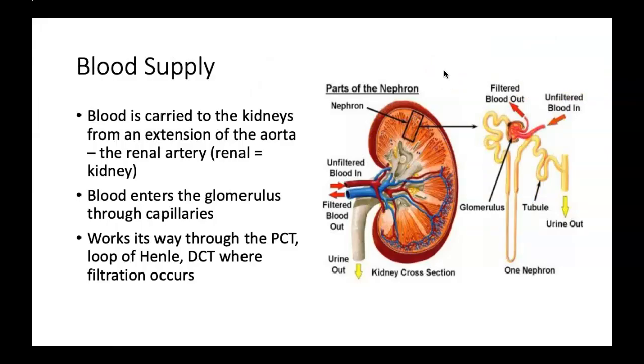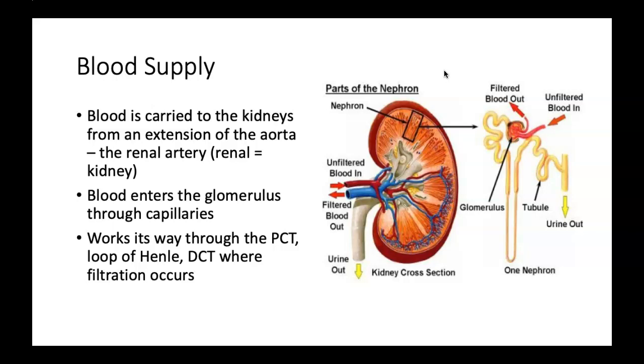Blood supply in general with the kidneys is carried to the kidneys from an extension of the aorta. Remembering that the aorta is the largest artery in the body, and it brings oxygenated blood all the way down the body, an extension of the aorta is called the renal artery. When we're talking about renal, that means kidney. So of course, this is the kidney artery.